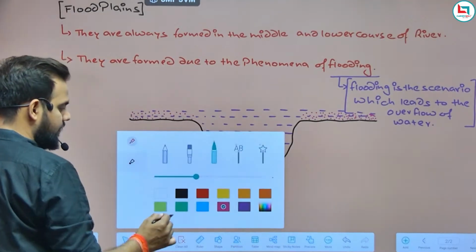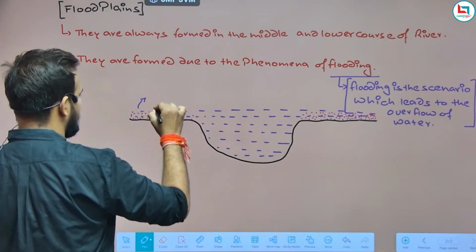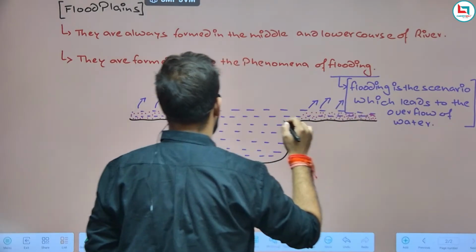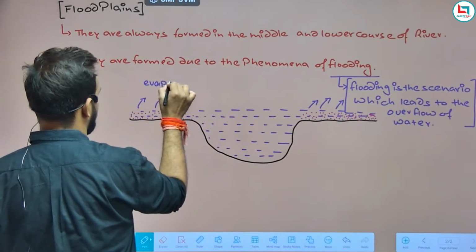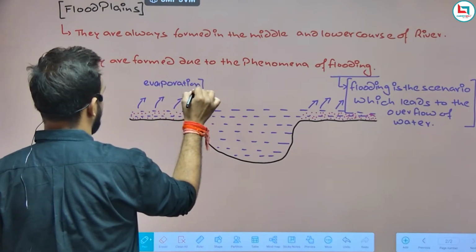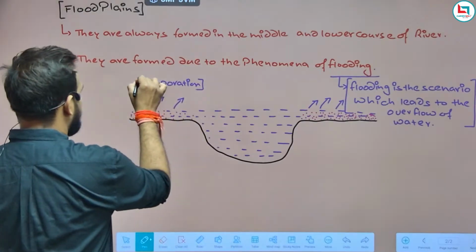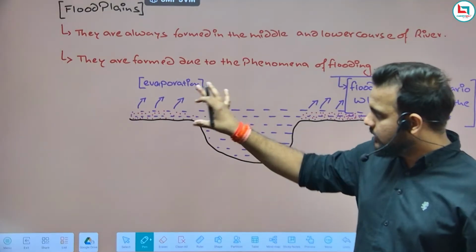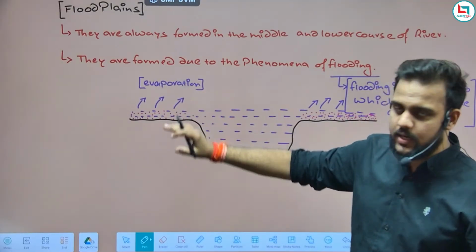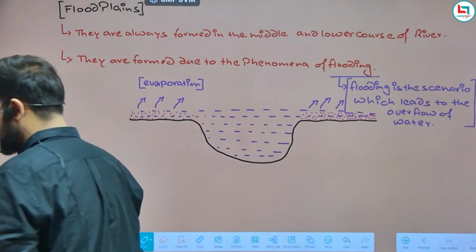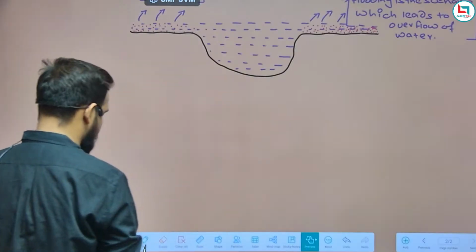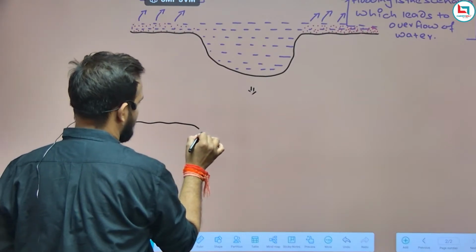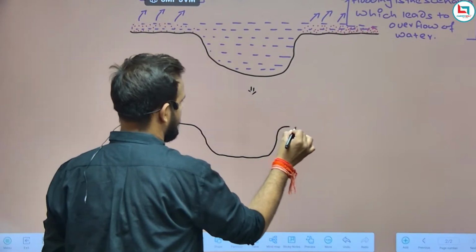Now, guys, with time this water gets evaporated. So here we have the evaporation of water. Now guys, when there is evaporation, the water gets evaporated from the alongside with time, and here only the sediments are left over. The river sediments are there, and only river sediments are left, like this.